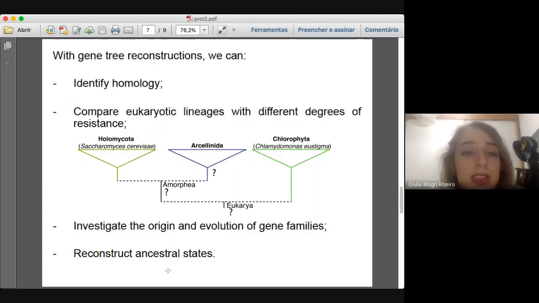With these gene reconstructions, we can identify homology. We can see if Arcellinida have a homolog of arsenic resistance genes, or we can compare eukaryotic lineages with different degrees of resistance. For example, Holomycota, Chlorophyta, and Arcellinida are the most resistant lineages to arsenic. So we can compare them to less resistant lineages and see if they have expansions in these metabolisms, or if they have some metabolism that the others don't have. We can investigate the origin and evolution of these gene families, and we can also reconstruct ancestral states. So we can see, for example, if the ancestor of eukaryotes had arsenic metabolism genes. Probably.